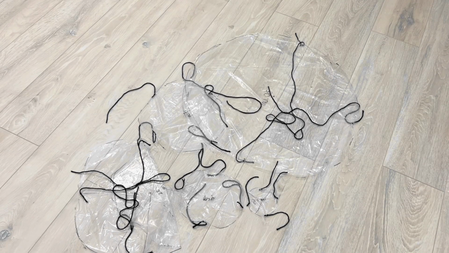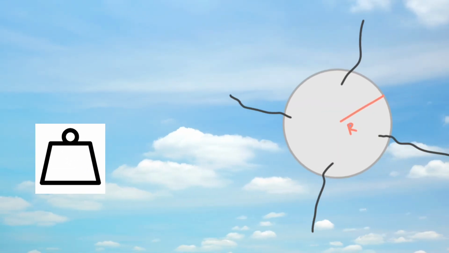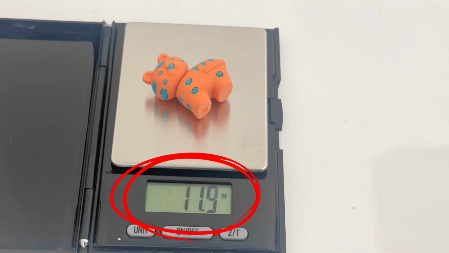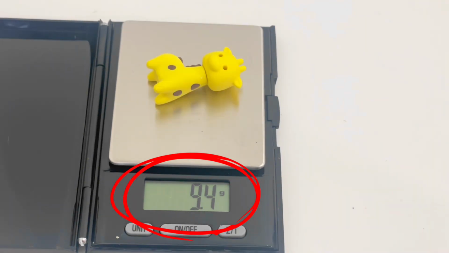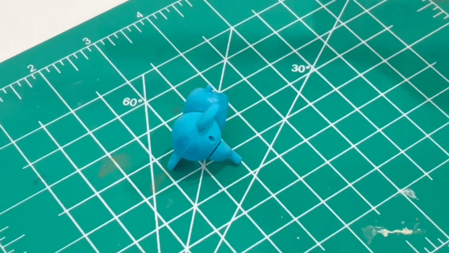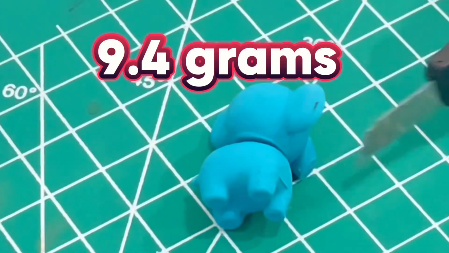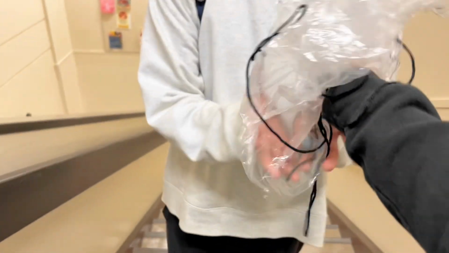After repeating the process for all 5 parachutes, it was time to attach to the weight. But there was a problem. I realized that the animal erasers all had different masses, so the smart me decided to cut them with a blade. Now that they are all the same mass, it's time to hand them to Yifan for the real experiment.